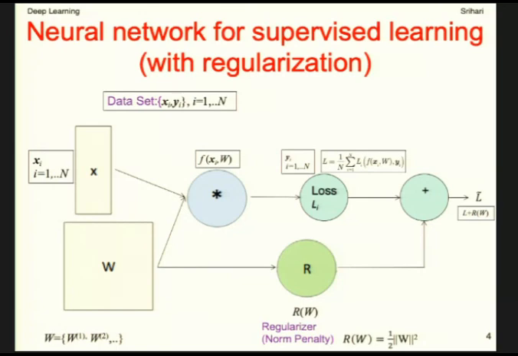And then this W also is fed to a regularizer R that also gets added to this loss here. And we call it a regularized loss, which is the loss L. R of W, we can denote it as L tilde. So there is a regularization that's going on.